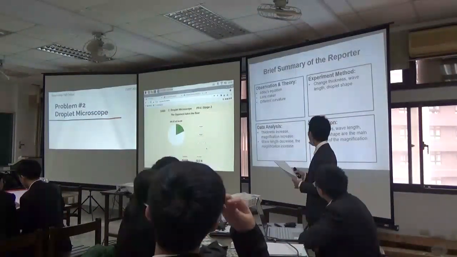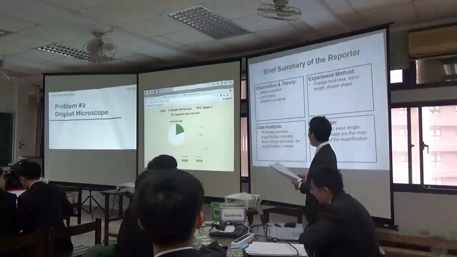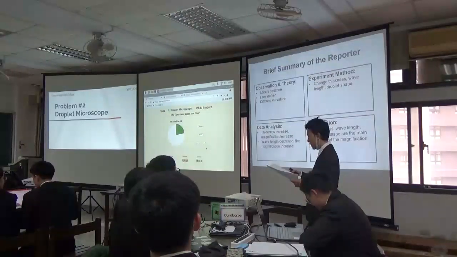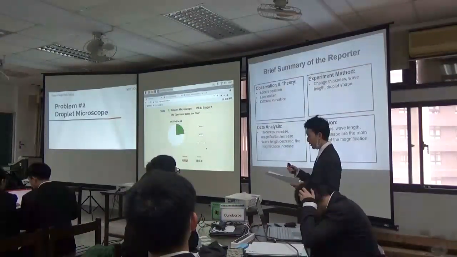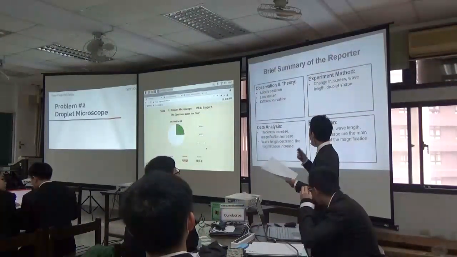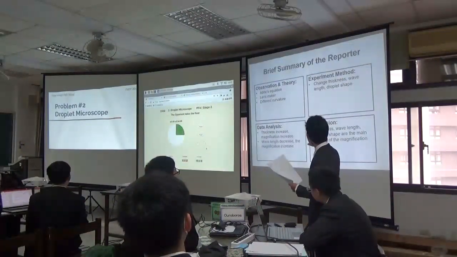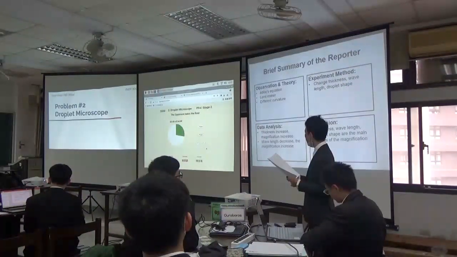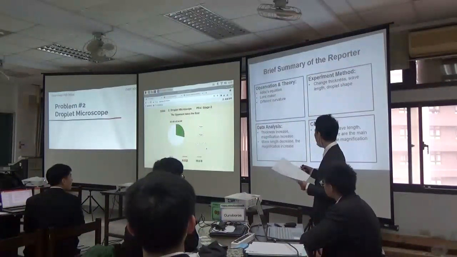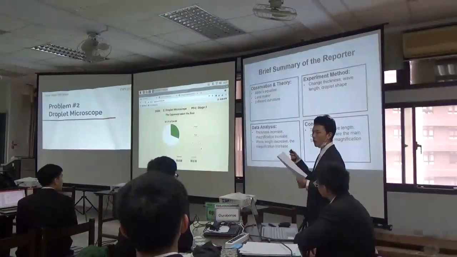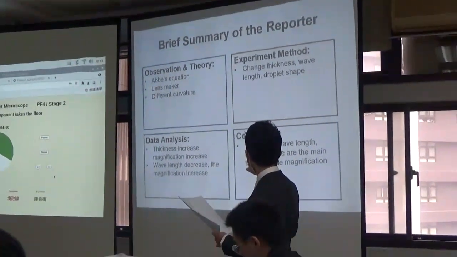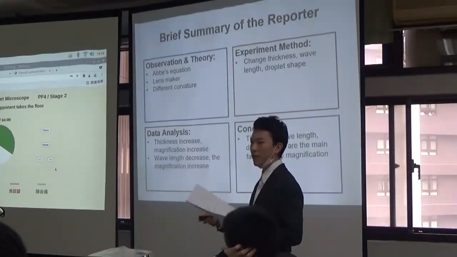So a brief summary for the reporter. For their observation and theory, they use the Abbe equation and the lensmaker equation, and fitted a function for the curvature of the water droplet. For the experiment method, they change the thickness, wavelength, and droplet shape. For the data analysis, they find that as the thickness increases, the magnification will increase, and if the wavelength decreases, the magnification will increase. For the conclusion, they say that the thickness, wavelength, and droplet shape are the main factors for the magnification.